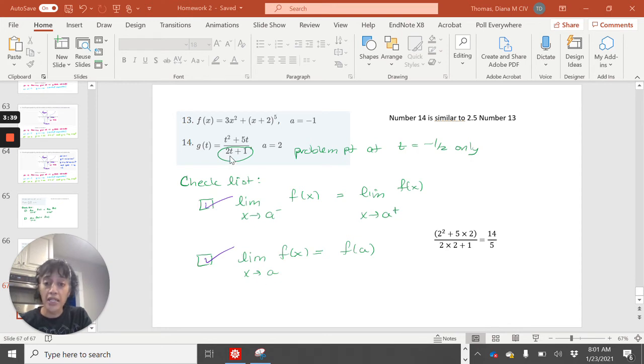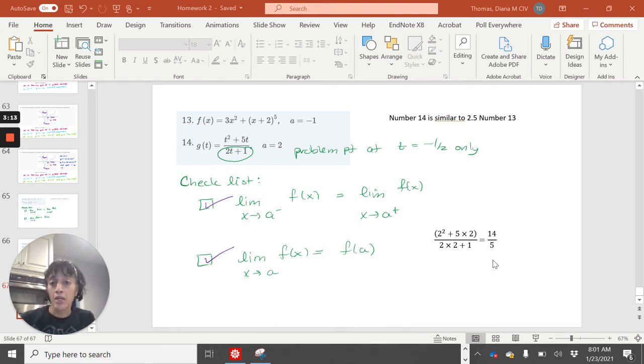If I look over here at number 14, the only place I have a problem of not plugging something in is -1/2. But they didn't ask me about -1/2. They asked me at 2. There's no issues at 2. So I can directly plug in, the left limit and the right limit will equal each other, check. And I can actually plug in the value of 2, and I'm going to get 14/5.